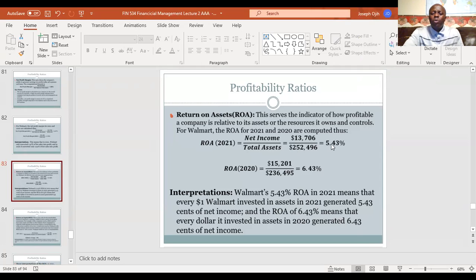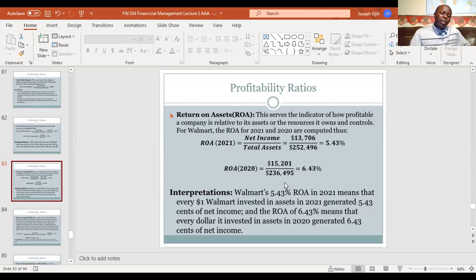Which means that for every $1 that Walmart invested in assets that year, it generated 5.43 cents of net income. Not too much, but again, Walmart doesn't have a high margin. Now in 2020, it was 6.43%, which means that every dollar that Walmart invested in assets that year generated 6.43 cents of net income. So that's how it's interpreted. I hope you are getting the picture now.